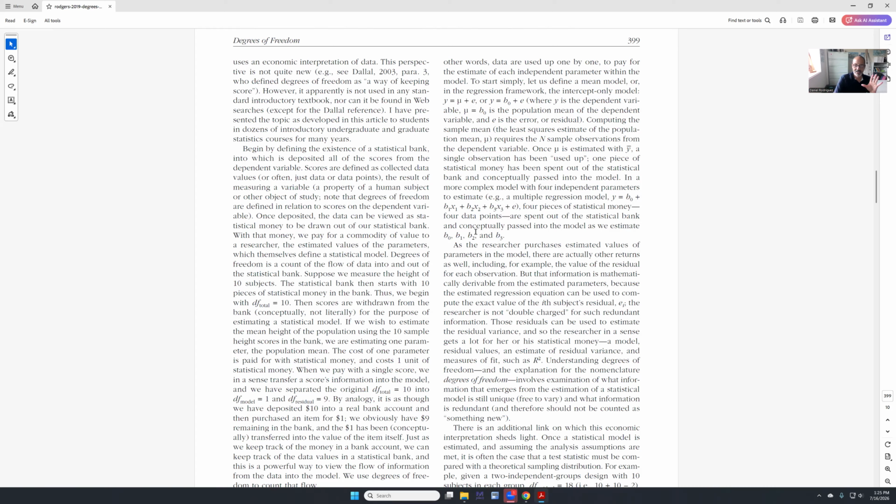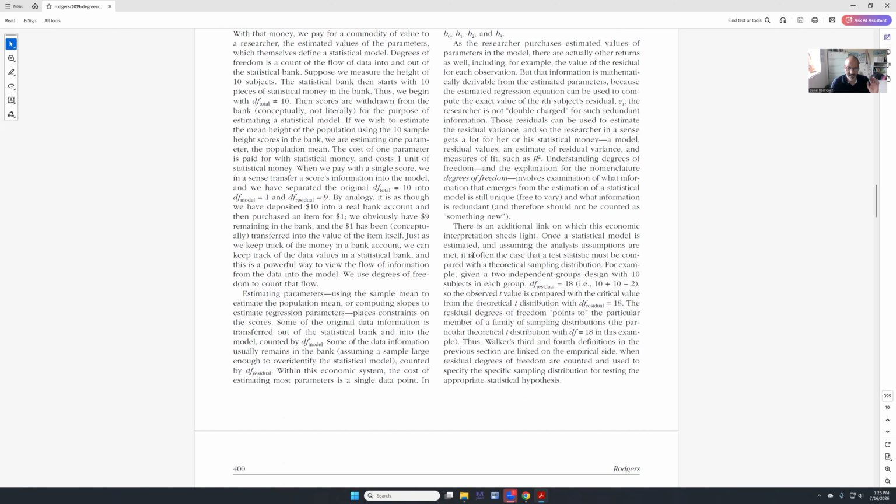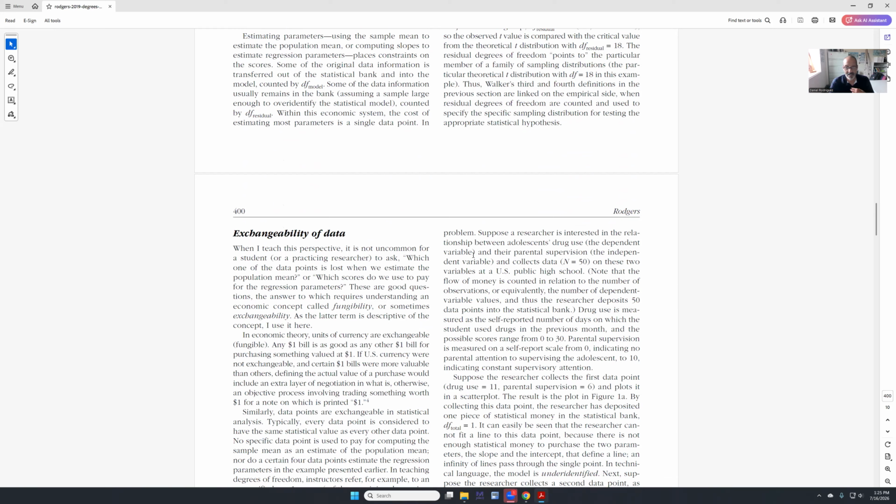So again, there's other issues involved here too, but that's not the purpose of this. You can read the article for that, talking about, for instance, just identified, or over-identified or under-identified. But the point here is to look at degrees of freedom.